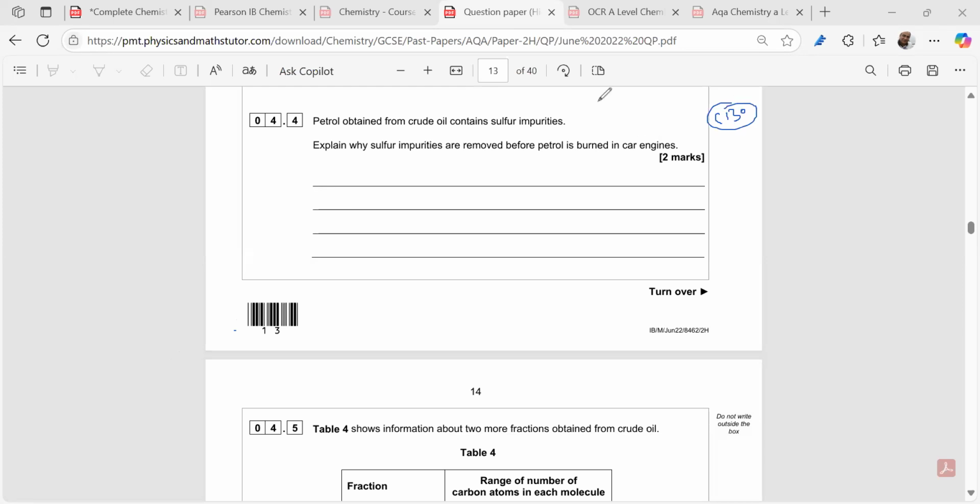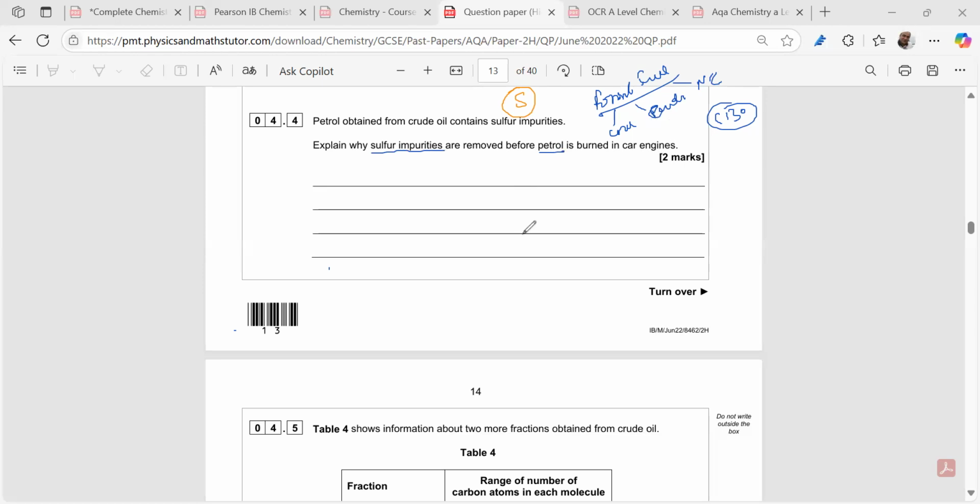Always remember that any fossil fuels, what are the fossil fuels we know? We have got coal, we have got crude oil, we have got natural gas, right? Fossil fuels contain sulfur as an impurity. Yes, sulfur is removed in ultra modern days right now, but a little sulfur is remaining. So why are sulfur impurities removed before petrol or anything is burned?